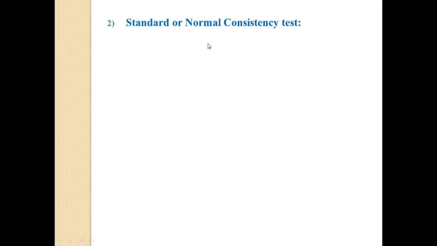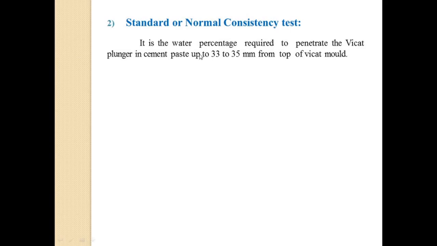Next is the standard or normal consistency test of cement. The purpose of this test is to find out the water percentage required for the Vicat plunger to penetrate the cement paste up to 33 to 35 mm from the top of the Vicat mold, or we can say 5 to 7 mm from the bottom. So we have to calculate the water percentage required for this penetration.